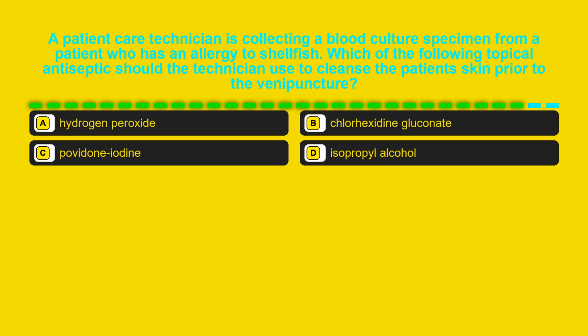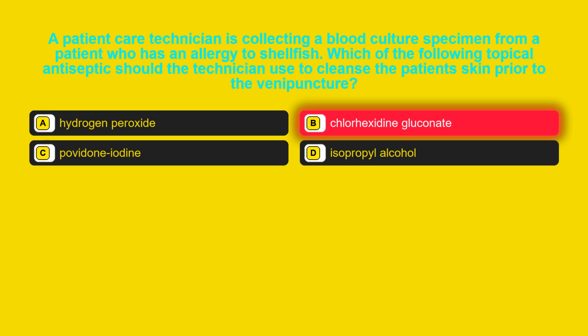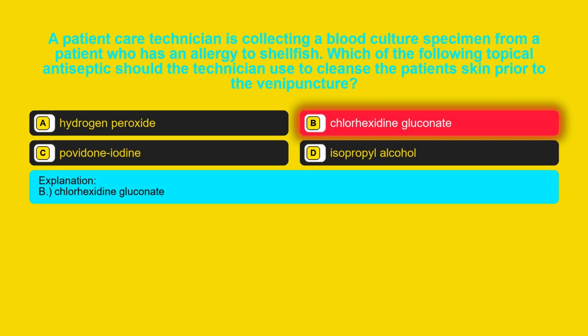Question 4. A patient care technician is collecting a blood culture specimen from a patient who has an allergy to shellfish. Which of the following topical antiseptics should the technician use to cleanse the patient's skin prior to the venipuncture? Option A. Hydrogen peroxide. Option B. Chlorhexidine gluconate. Option C. Povidone. Option D. Isopropyl alcohol. The correct answer is option B. Chlorhexidine gluconate.